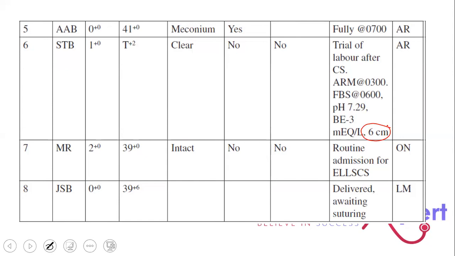She was 6 cm at 6 a.m. Okay, so if her liquor is clear, she is not on oxytocin, and she is 6 cm, what will you do? I will monitor her CTG. If the CTG is okay, the progress of labor will be monitored on the partogram. If we have any concern regarding the fetal heart rate, we will expedite the delivery by doing an emergency cesarean section, category 2.